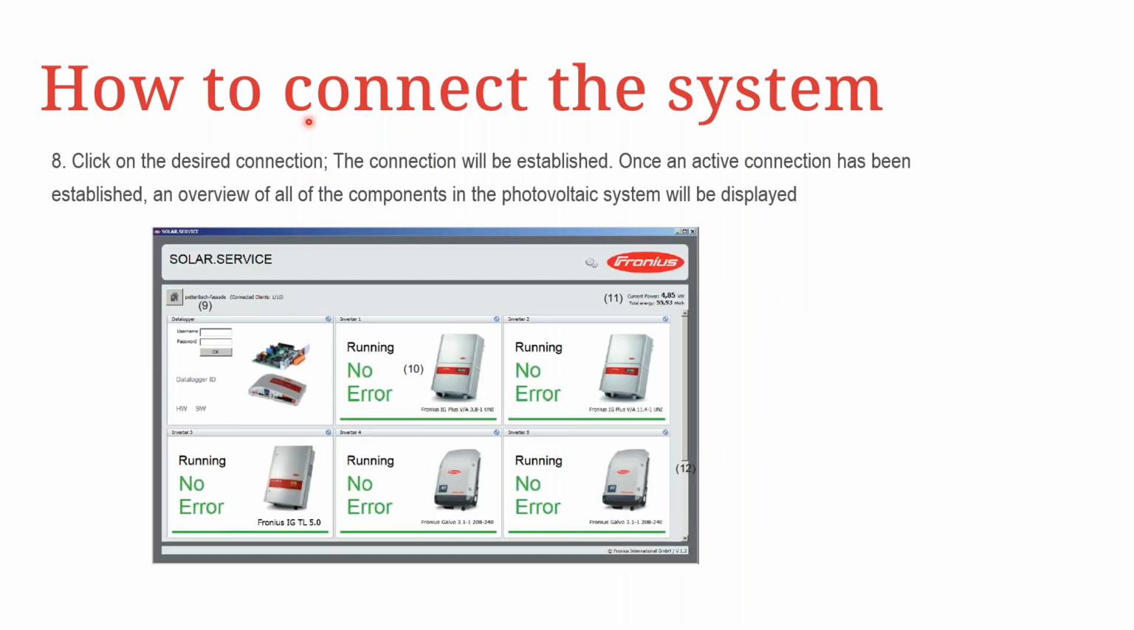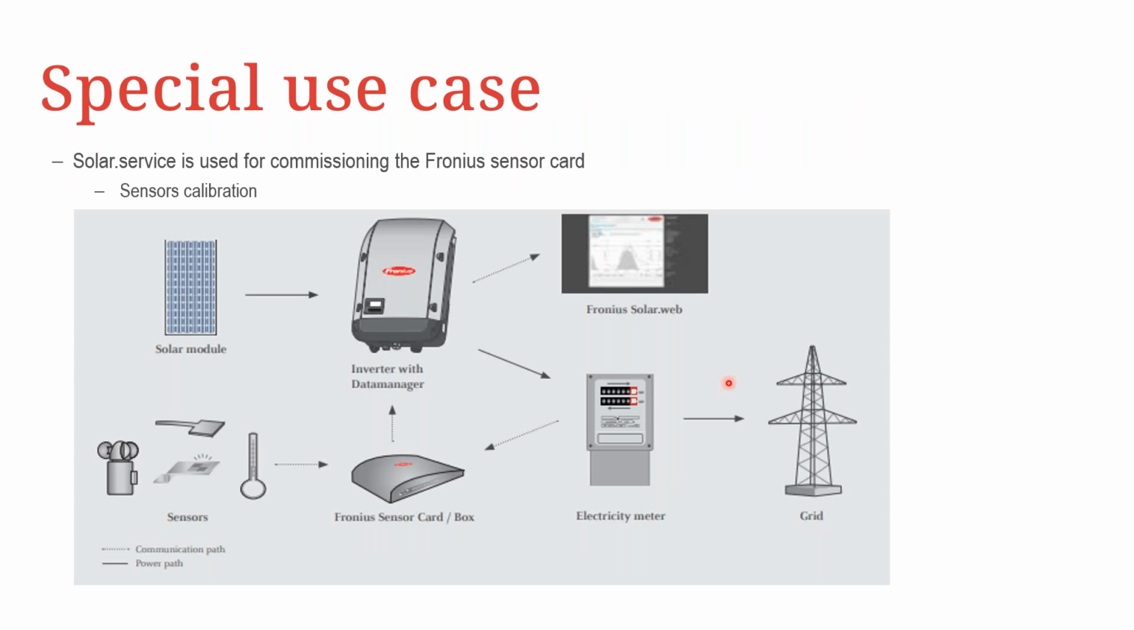With this done, you are able to see all the Fronius components within this particular installation. It could be a data manager and all the inverters that are connected to this data manager. It will also tell you briefly the operational state, whether there is an error or not, within the display of the Solar.service.